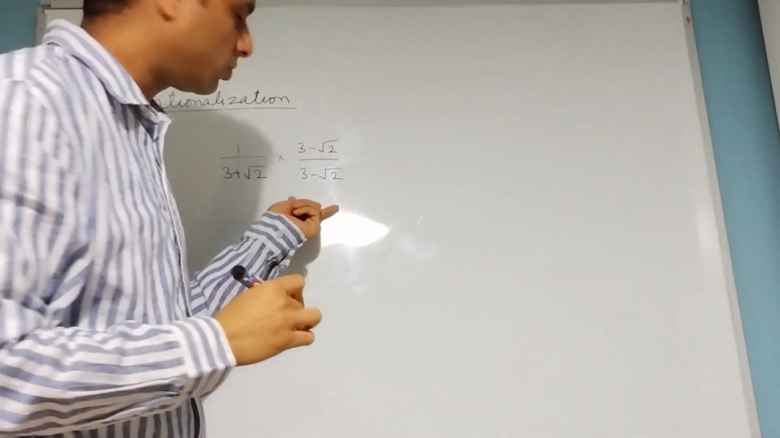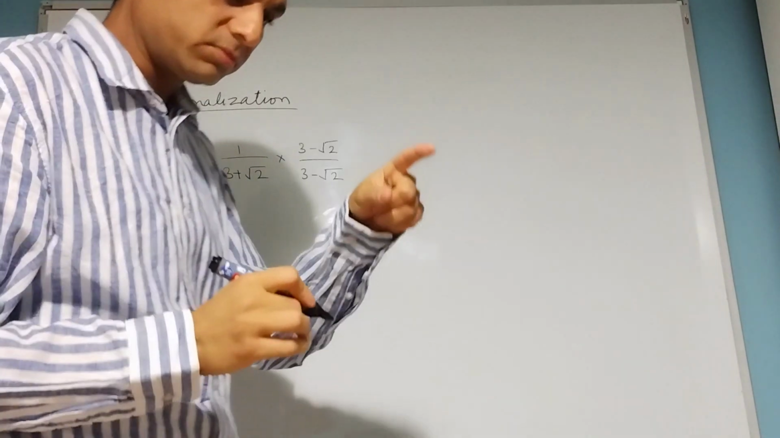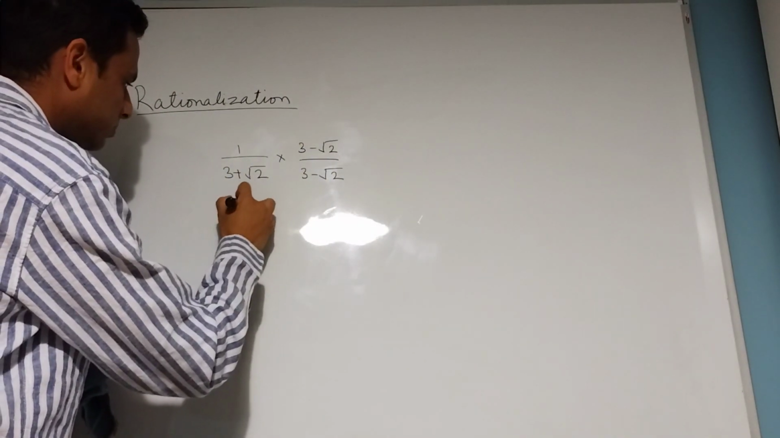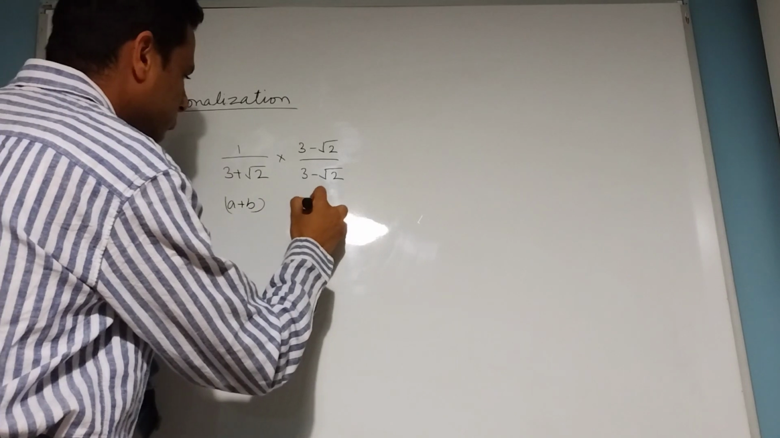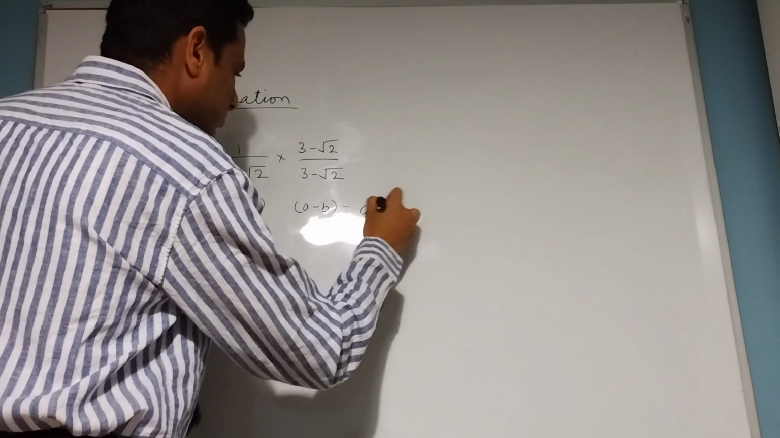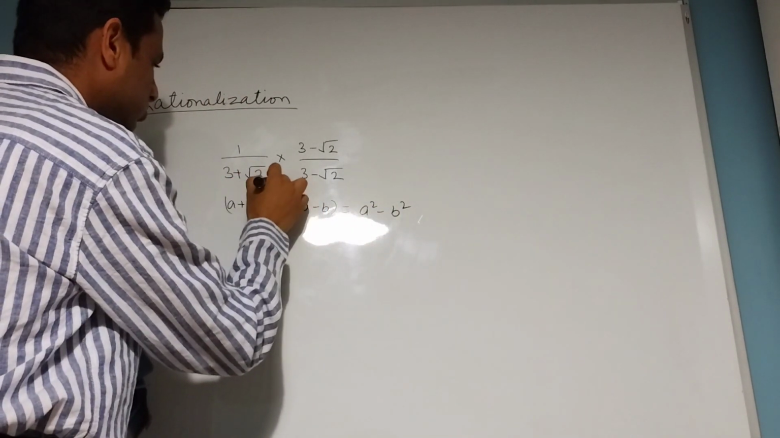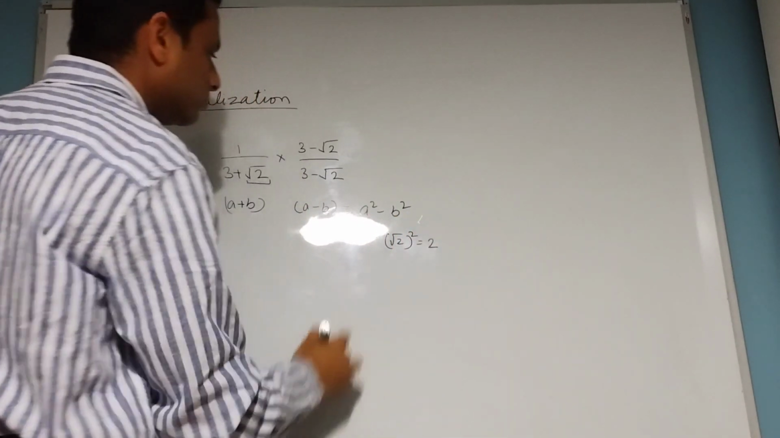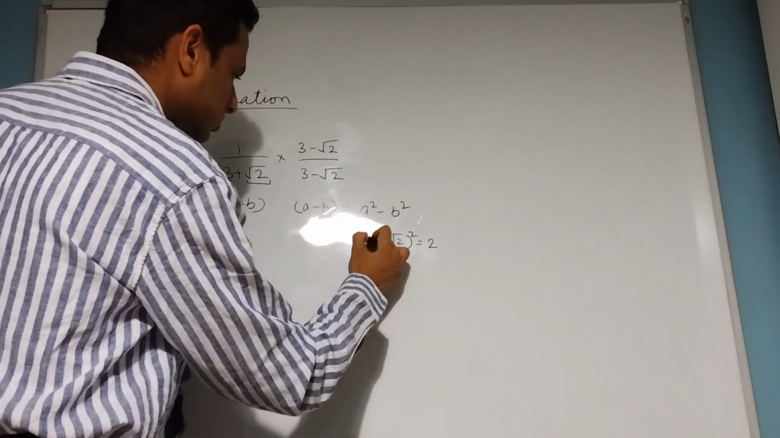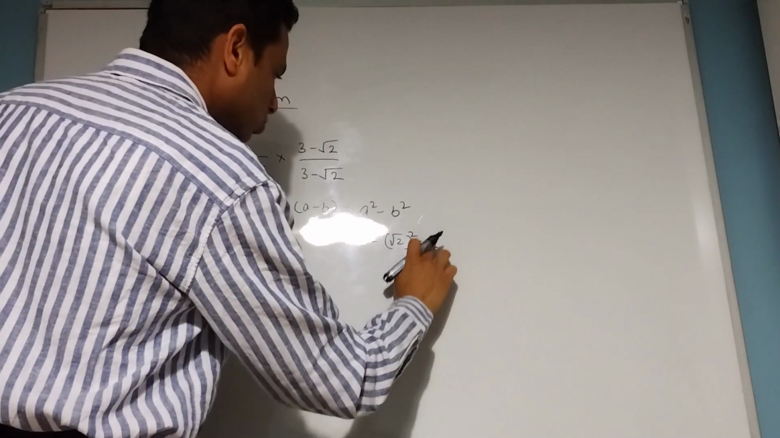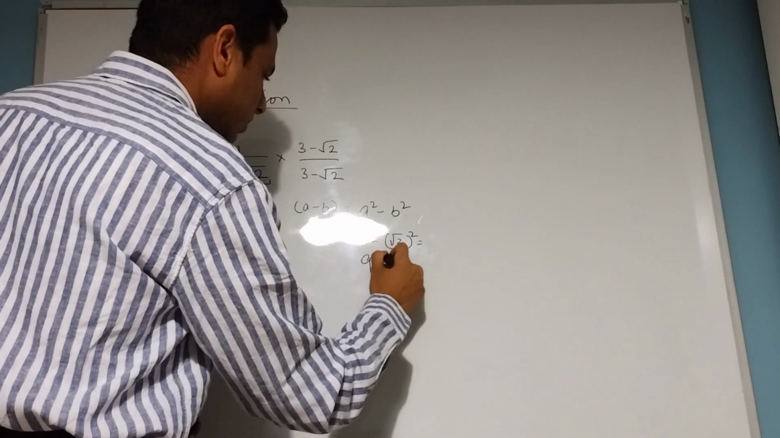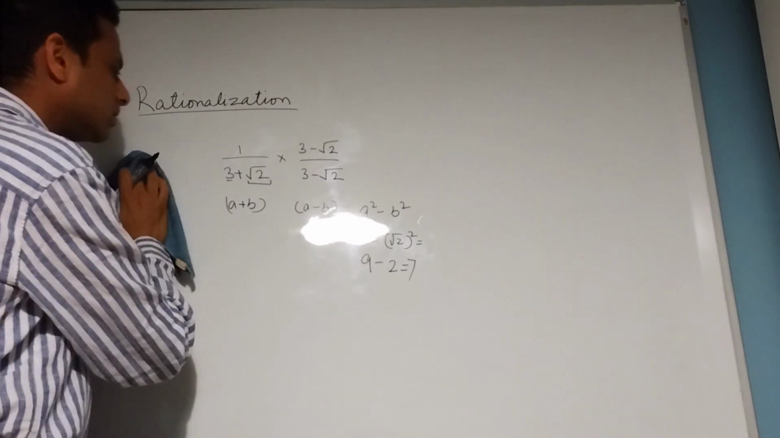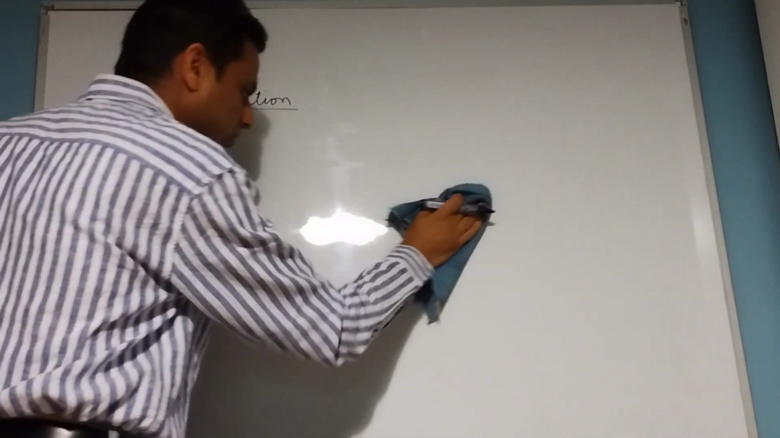We talked about the reason why we are doing this. Please go back to our previous video and see the reason. We are actually exploiting the formula of a plus b times a minus b, which is nothing but a squared minus b squared. Here b is root 2, so root 2 squared becomes 2, and a is 3. This is 3 squared minus root 2 squared, so this becomes 9 minus 2 equals 7. So these are simple tricks and simple techniques of rationalizing the denominator.